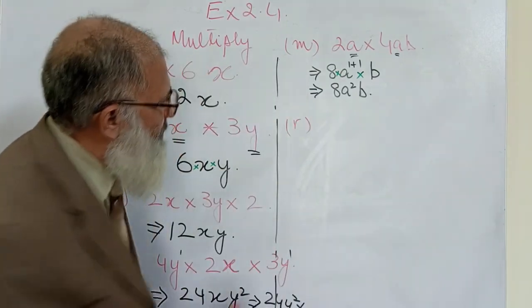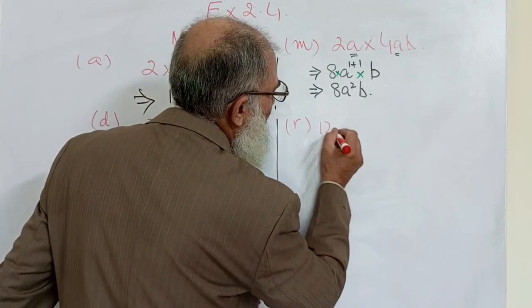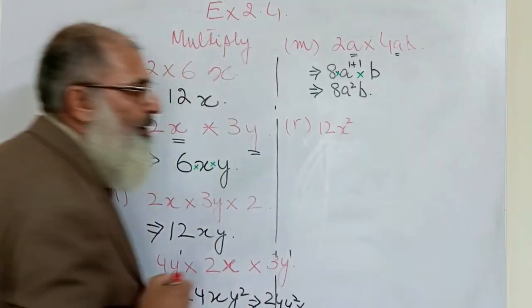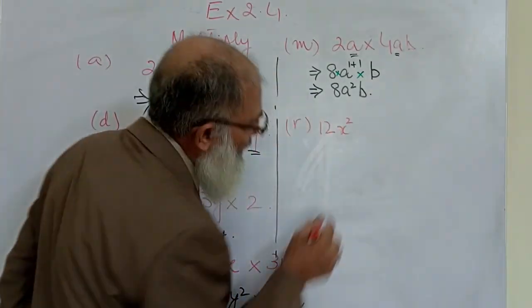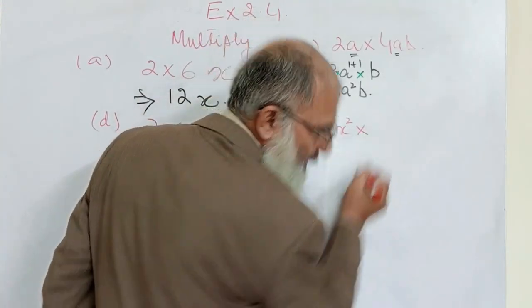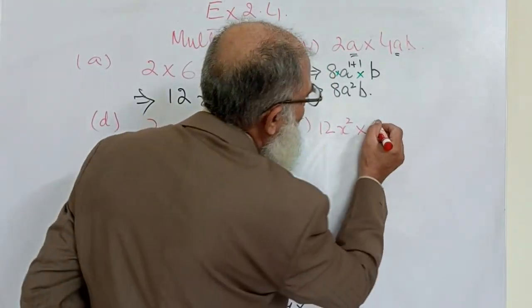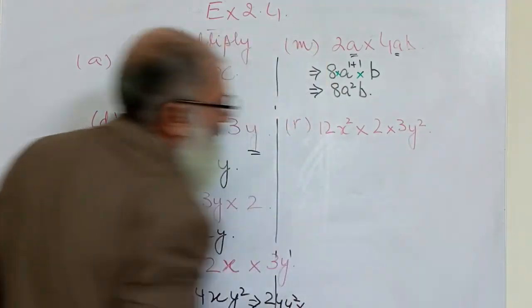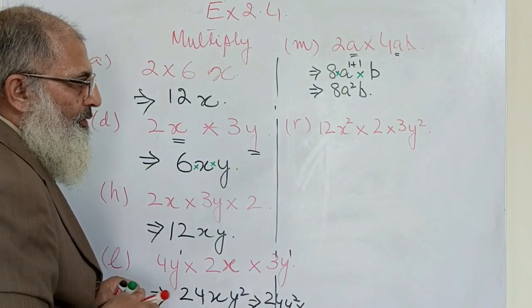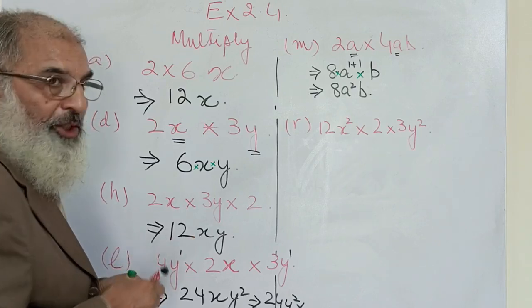12x square. Now it is 12x square multiplied by 2 multiplied by 3y square. Very easy. Nothing to be afraid of.